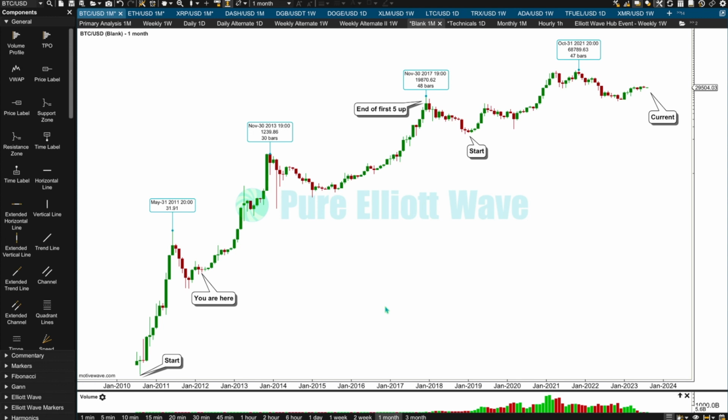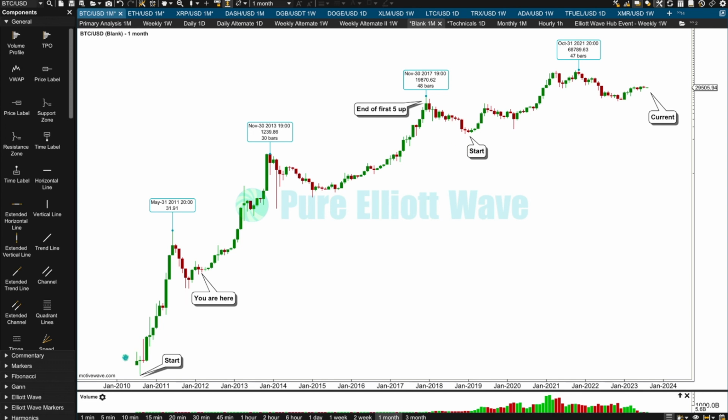This is the entire price history of Bitcoin from 2010, and this is the current date. If you know anything about Elliott Wave, you should be able to very easily identify from the start 1, 2, 3, 4, 5. Zigzag for 2, triangle for 3. This is the first 5 up, complete here. 5 steps up is followed by 3 steps back, and then the pattern repeats.